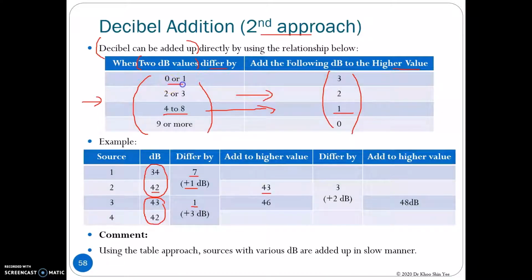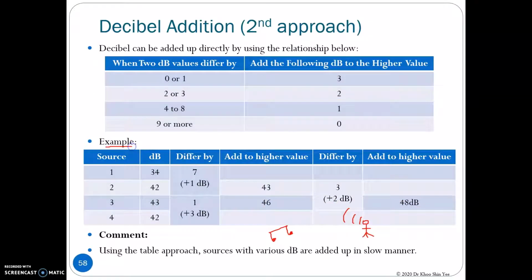Based on the table here, we need to add 3 to the higher value. So we add 3 to the 43, you obtain 46. The difference between these two dB is equal to 3. Based on the table here, we need to add 2 to the higher value. So add 2 to the 46, which gives you 48 dB.